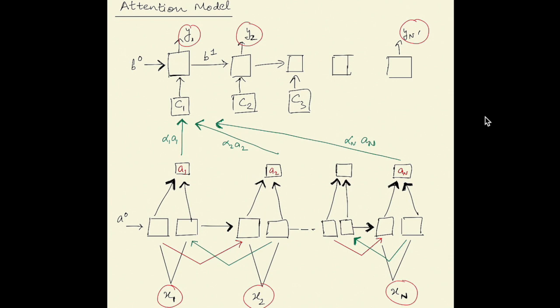Here we are using a bidirectional RNN as our encoder. This model is similar to our encoder decoder model, except that instead of just passing the information from An to our decoder RNN, we pass information from all the words. That is, we pass information of A1, A2, An in a weighted sense. It will become clear soon.